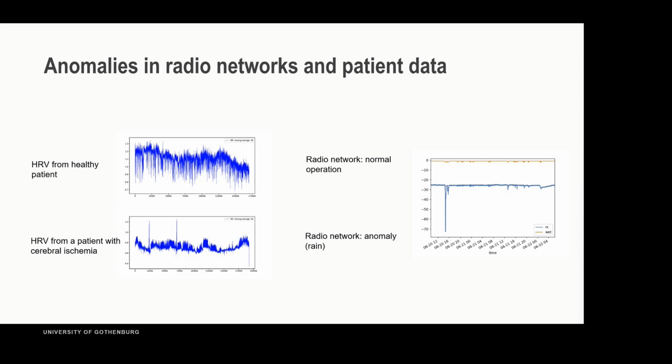So on the left hand side we have two different diagrams. We have a diagram which is heart rate variability from a healthy patient. It's the blue diagram at the top over here. This one, and as you see, there is a lot of variability in the heart rate, and that's because our hearts actually sometimes skip beats, and sometimes they are just irregular, and that's quite normal.